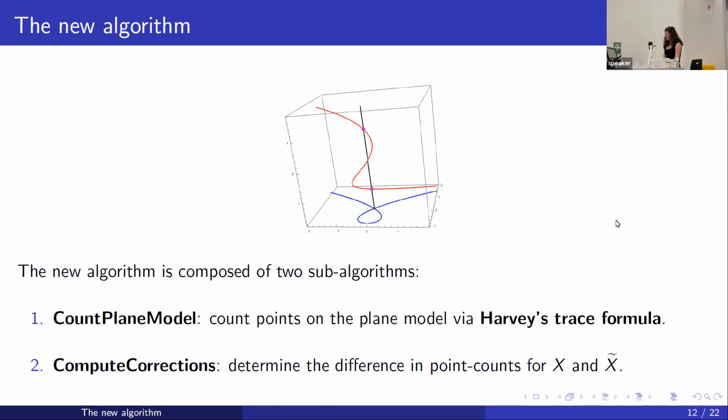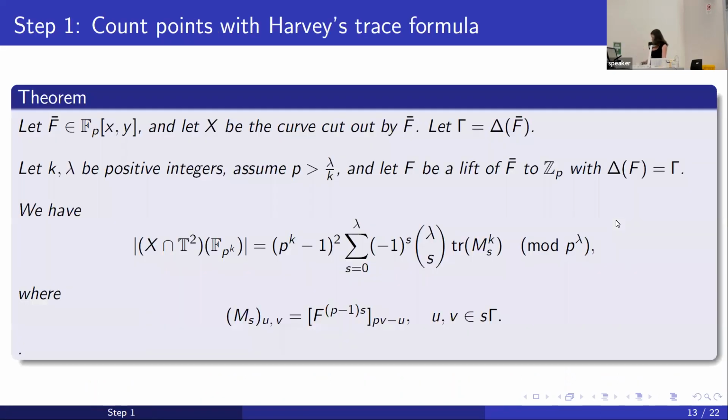Okay, let's see with what algorithm I achieved this good performance. The new algorithm is composed of 2 sub-algorithms. The first sub-algorithm does the work of counting points on the input plane model using a more efficient version of Harvey's trace formula. The second sub-algorithm does the work of computing the differences in point counts between the input plane model and the unique non-singular projective curve that we are actually trying to compute the zeta function of.